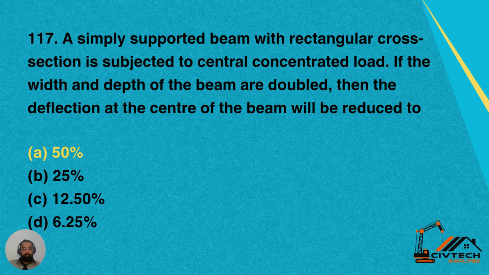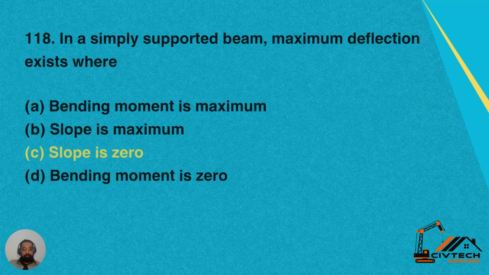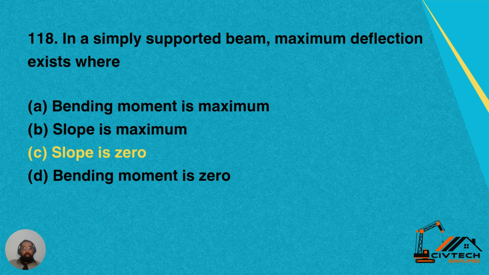Option A is 50%, option B is 25%, option C is 12.5%, option D is 6.25%. Yes, it's A, which is 50%.